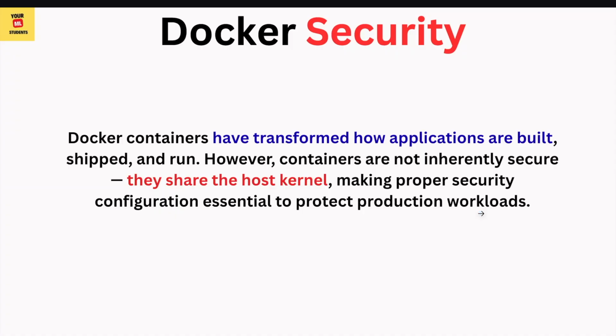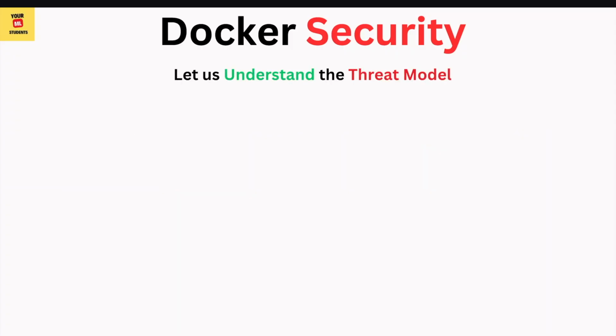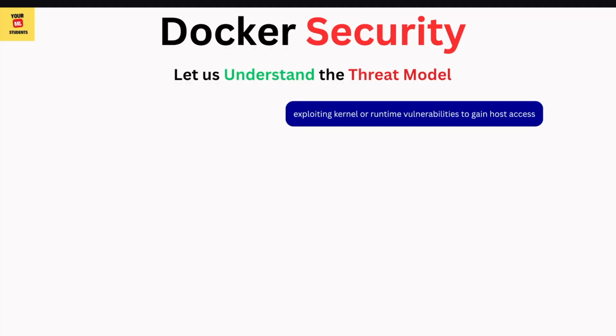So when it's about building something in production, security is the most important thing that you need to know, because your container can contain a lot of information about your company. So maintaining Docker security is very important. That is why I kept it as the last topic of our discussion. So let us understand the threat model. Let's understand what threats we have first of all.